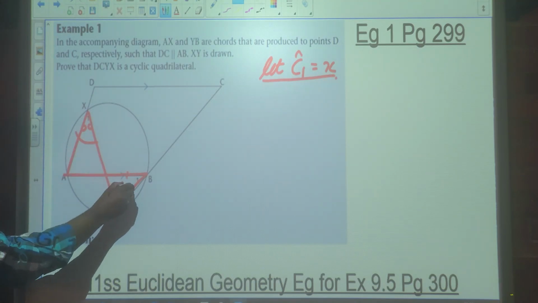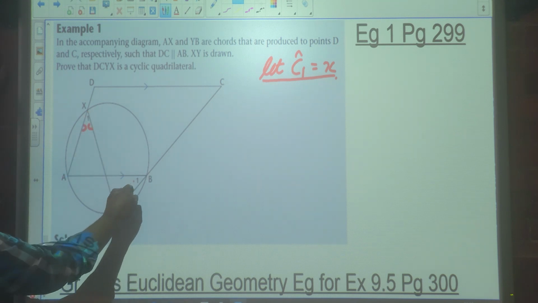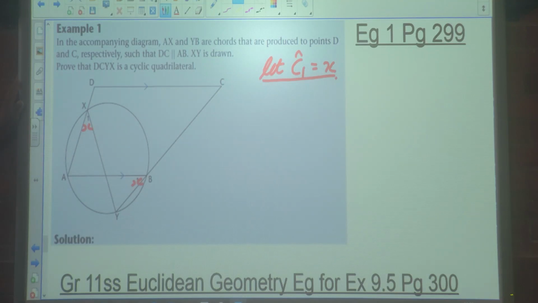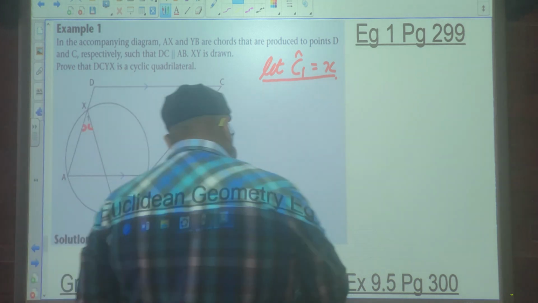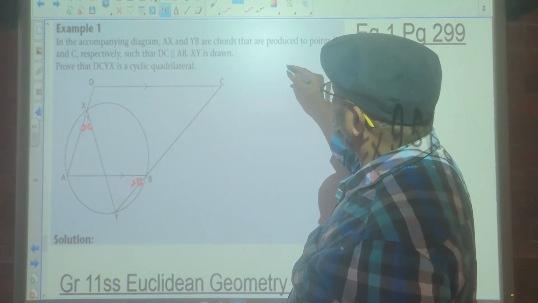So x1 is equal to b1. Angles in the same segment. Yes. So x1 and b1. Well, that's why she's saying corresponding. I was wondering why she's saying corresponding. What's wrong with that?